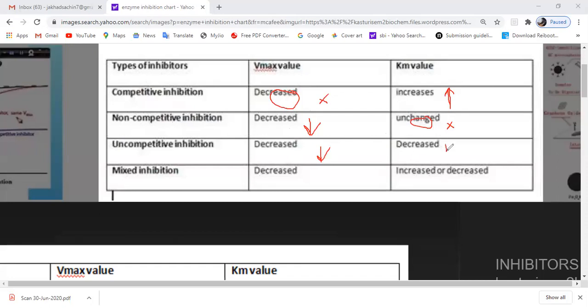And the last one, I just told you that in this particular case, because Vmax is decreasing, so this is decreasing in this case, and this also. Whereas in this case, it is increasing. Mostly it is increasing. That's fine. So you can remember this one also.